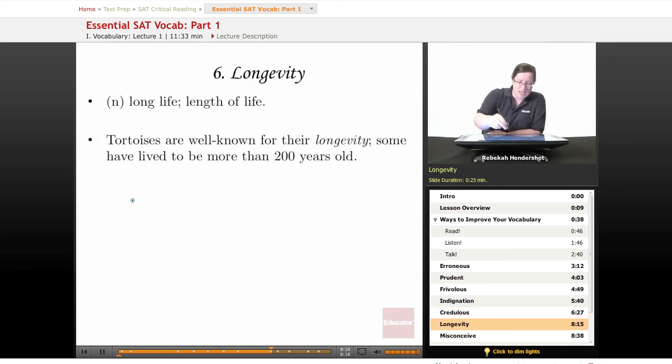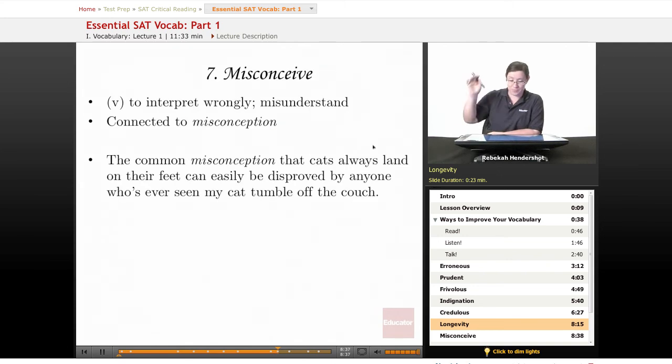All right, our sixth word is longevity. It just means long life or length of life. It is a noun, so if someone has great longevity, they have a very long life, or you can talk about the longevity of a particular person or species, the length of life they typically have. Our sample sentence is, tortoises are well known for their longevity. Some have lived to be more than 200 years old. That's a pretty long-lived vertebrate.